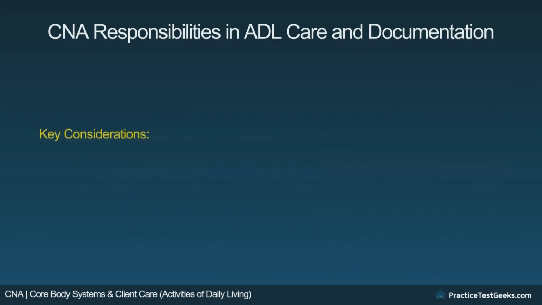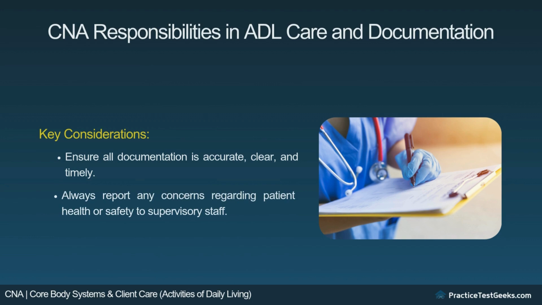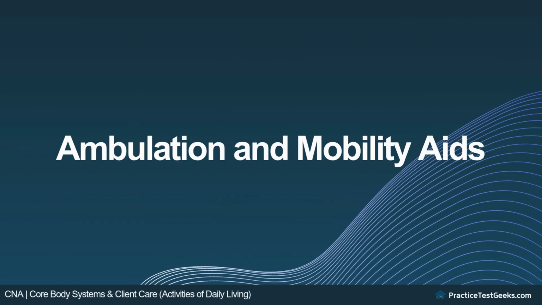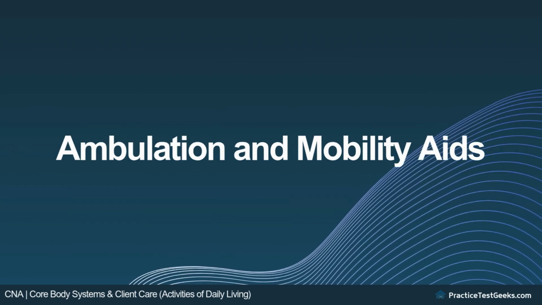Key considerations. Ensure all documentation is accurate, clear, and timely. Always report any concerns regarding patient health or safety to supervisory staff. Learn to effectively assess and utilize ambulation and mobility aids to support safe and confident patient mobility.